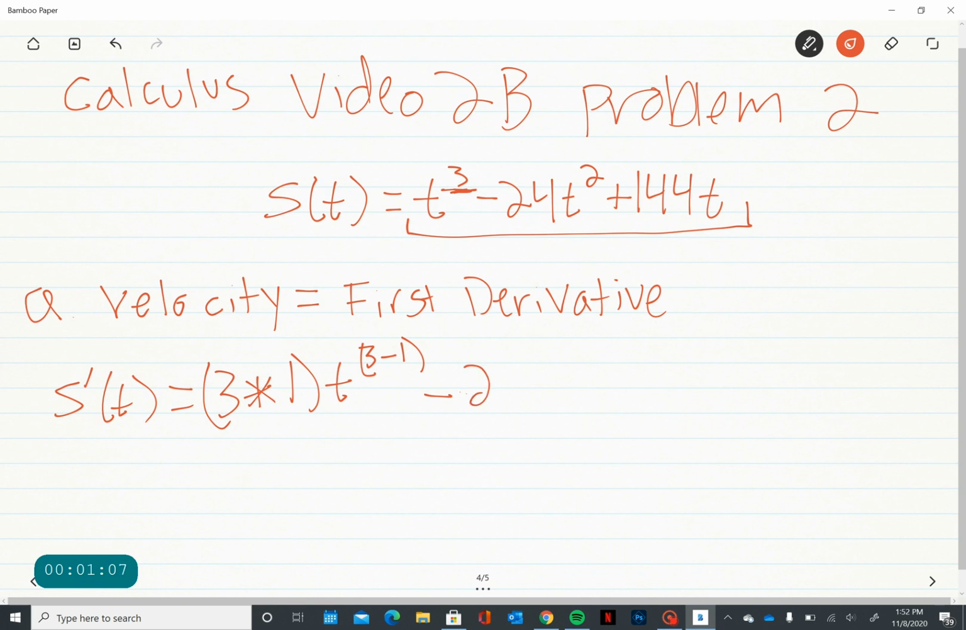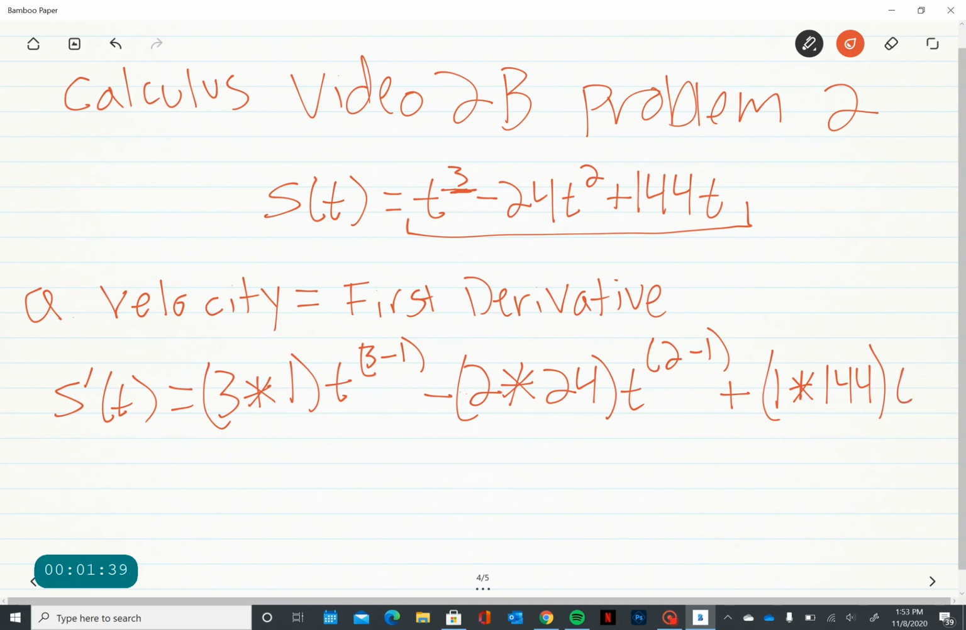minus 2 times 24. Remember, we bring this 2 out in front. So 2 times 24, t to the 2 minus 1, and then plus 1 times 144, t to the 1 minus 1.